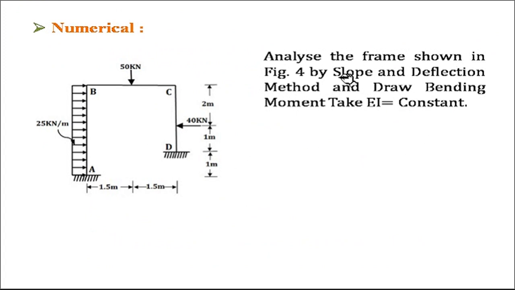Analyze the frame shown in the figure by slope and deflection method and draw the bending moment diagram, and take the value of EI as constant. This was the given frame. As you have already seen, it is a sway frame.